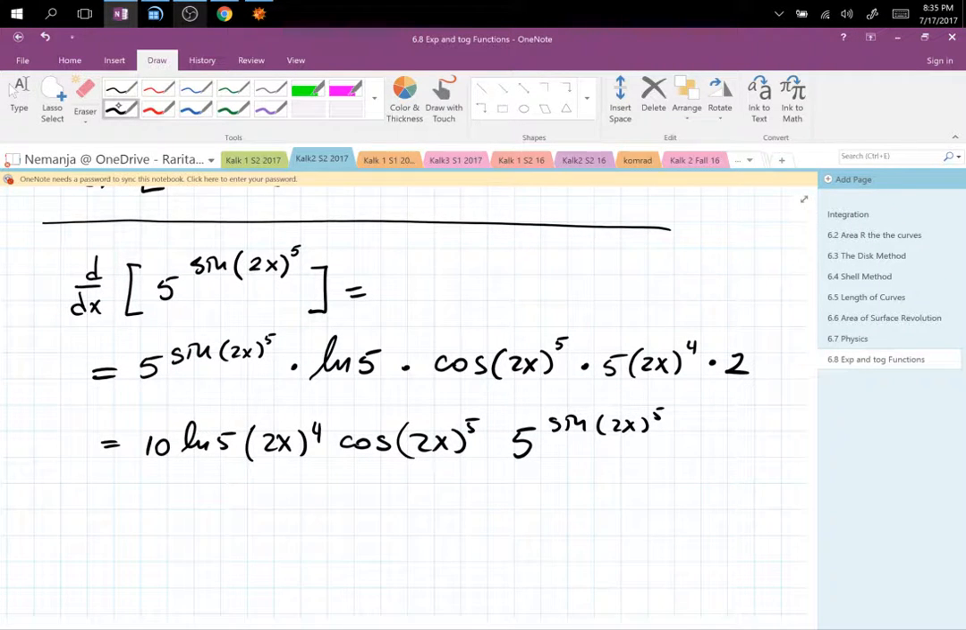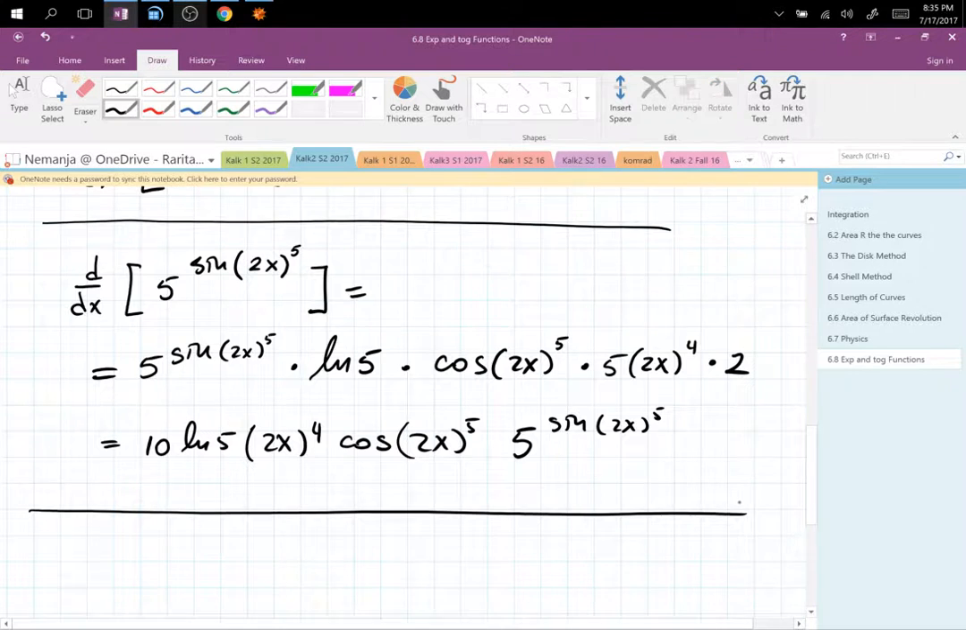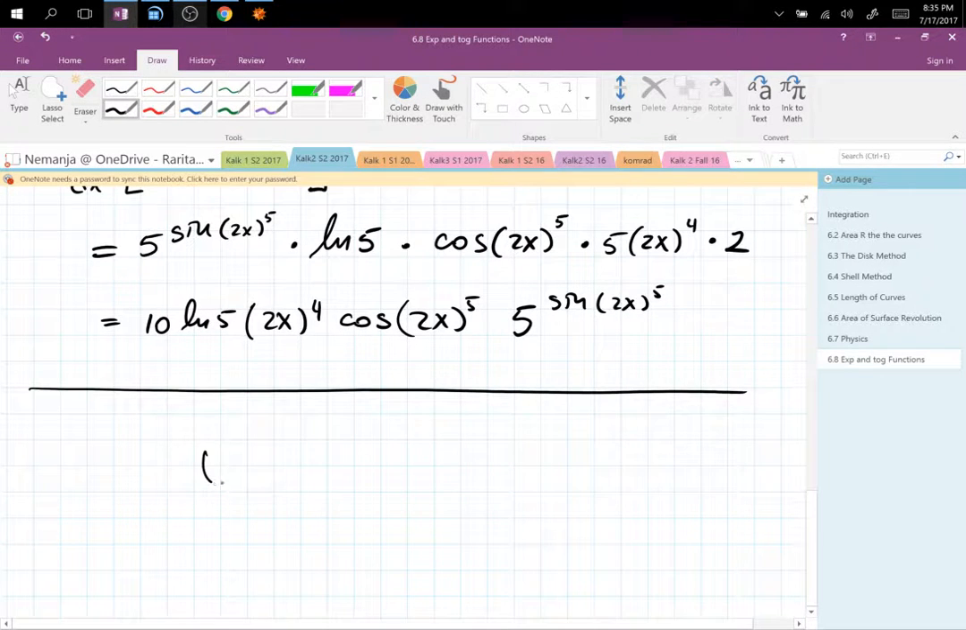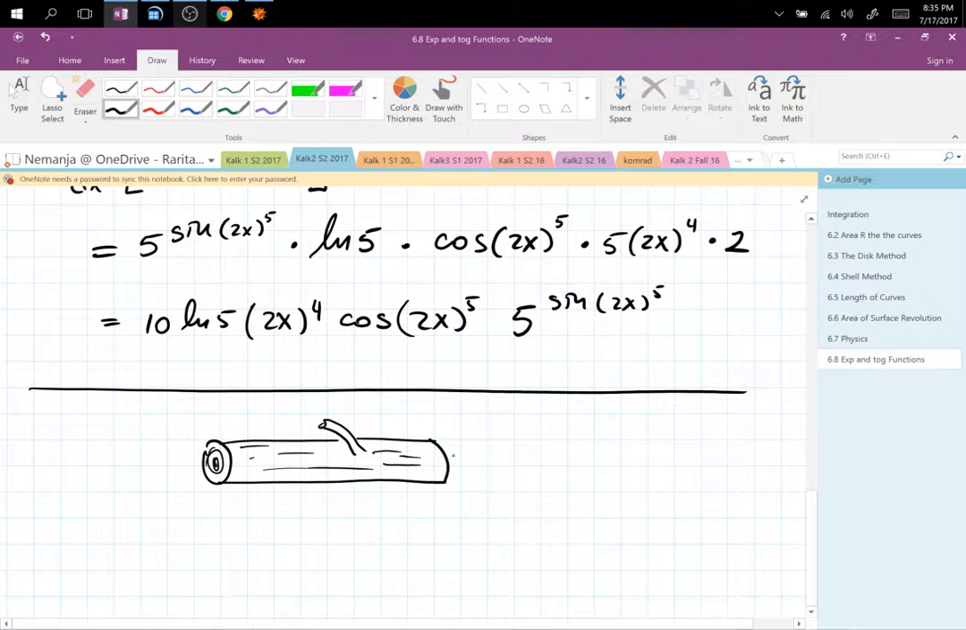All right, time for logs. A log, yes. All right.